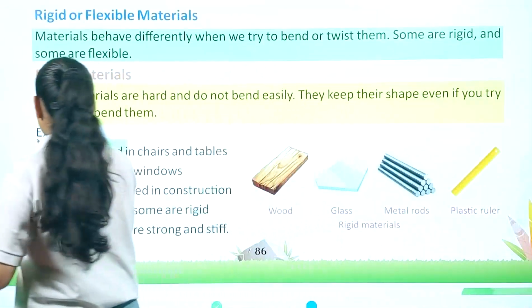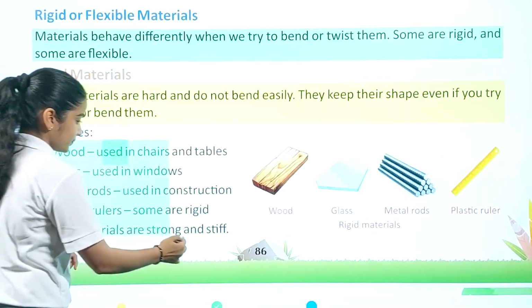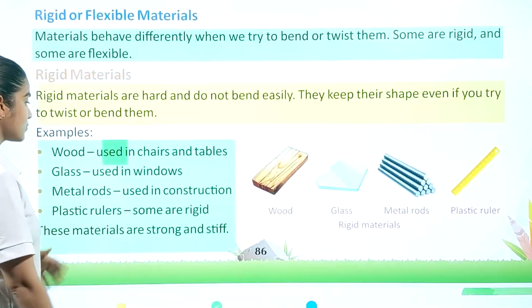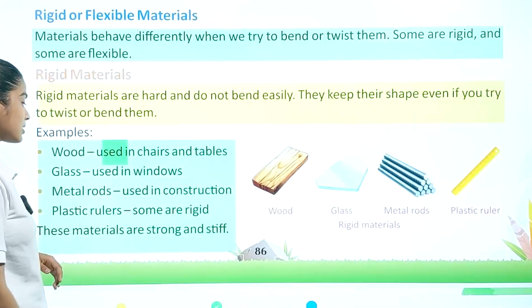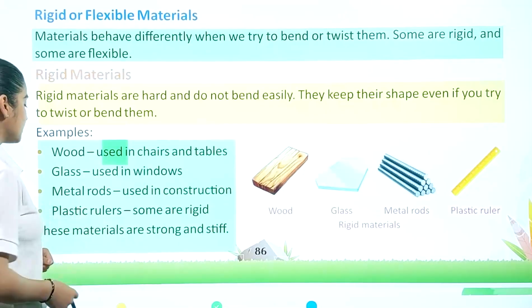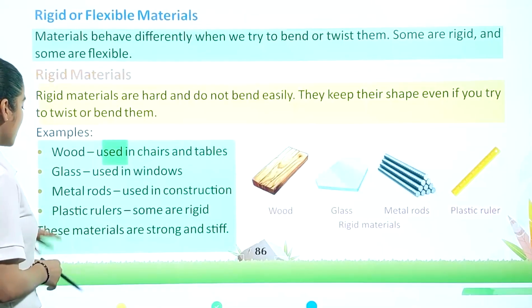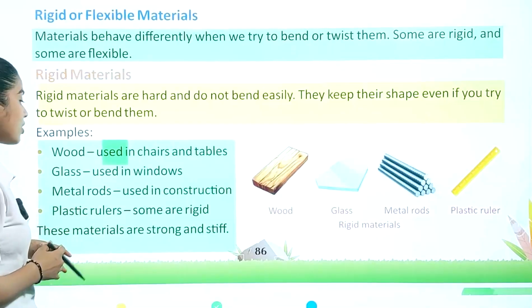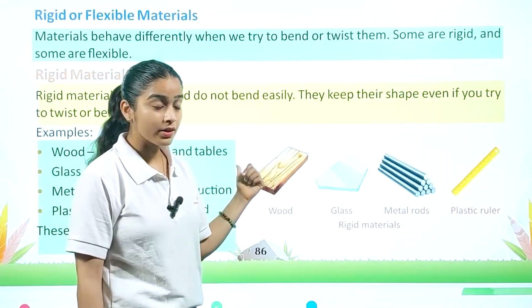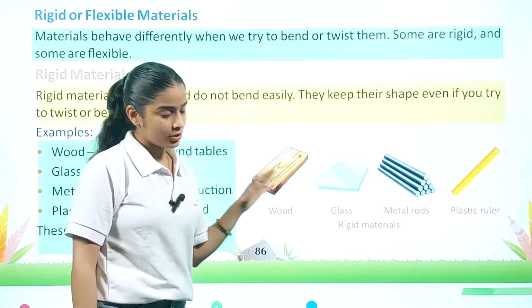We have wood used in chairs and tables, glass used in windows, metal rods used in construction, plastic rulers, some are rigid. These materials are strong and stiff. So these are the pictures we have for the things we are discussing here, and these materials are rigid.